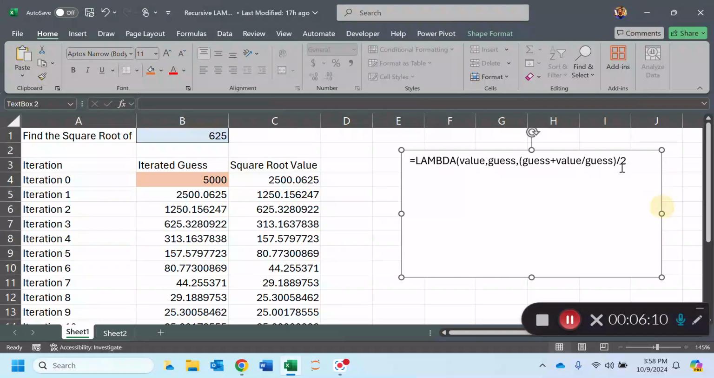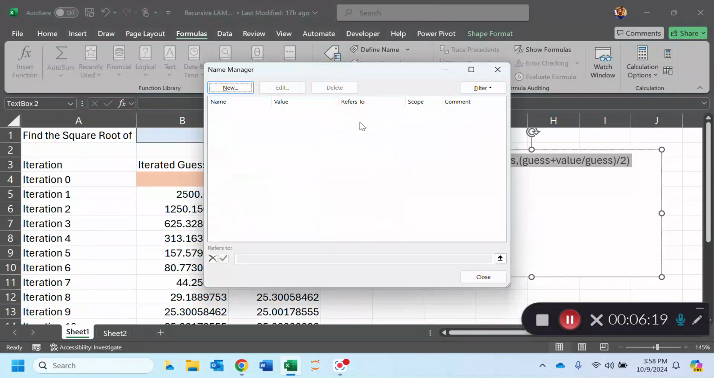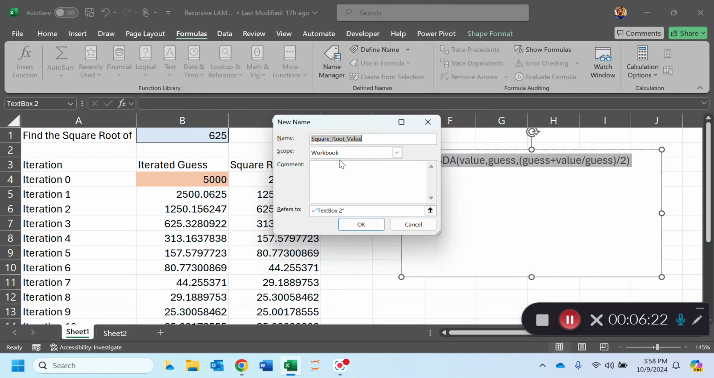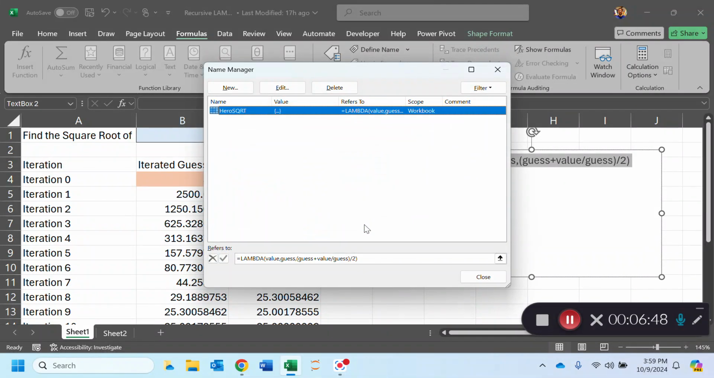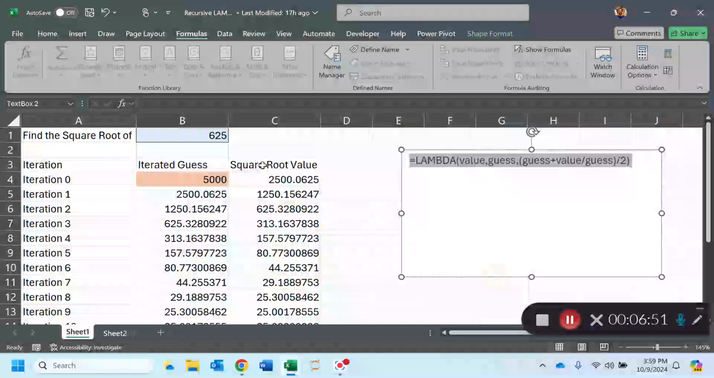Okay, so I'm going to close that parenthesis for the LAMBDA function, copy that function, and go to the Formulas tab, Name Manager, a new function, and I am going to now just name this. Let's name that HeroSquareRoot. Why is it Hero square root? Because he was the original designer of this algorithm. Okay, so I'm going to put that LAMBDA function there and click OK. If it works, it's going to just find me the value.